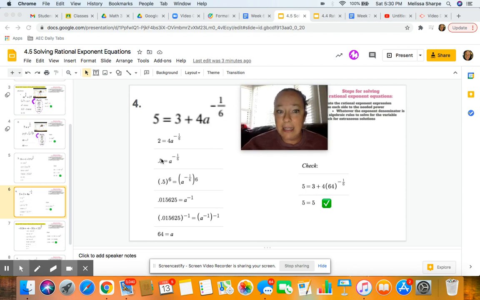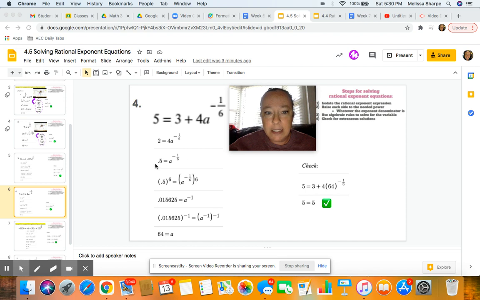So once I subtract the 3, I get 2, and then I have to divide by that 4, which is 1/2, but I'm writing it as 0.5 just for ease of typing into Desmos or into your calculator. And so you have 0.5 equals a to the negative 1/6. Well, what do we do now?